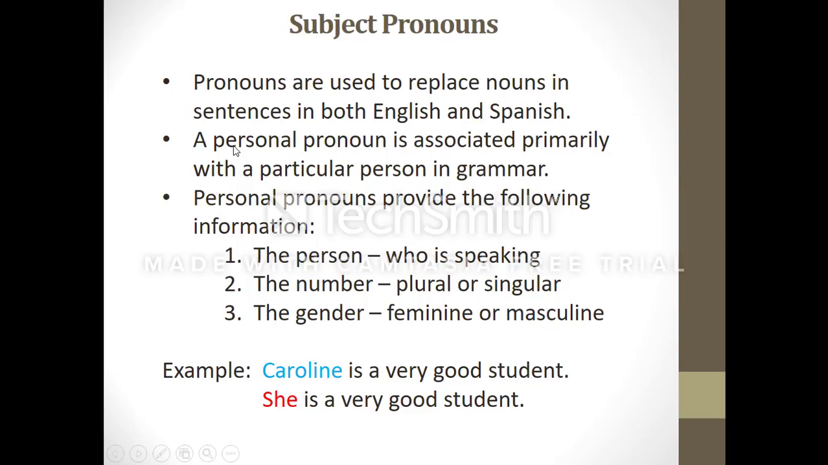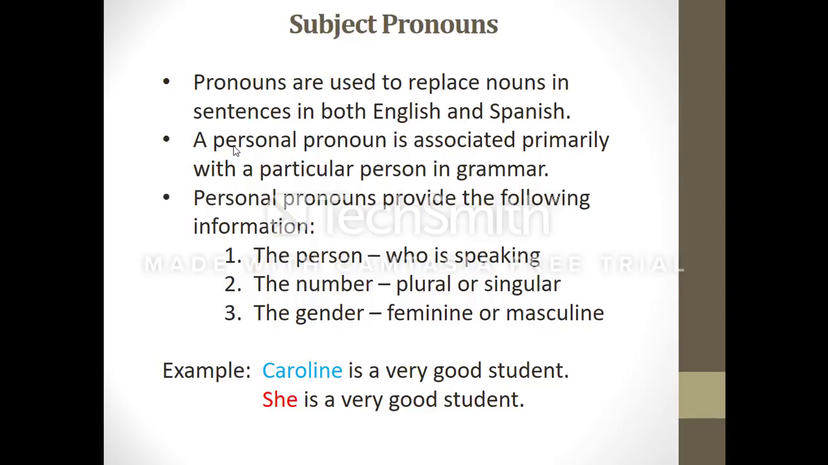Alright, so it says pronouns are used to replace nouns in sentences in English, as you know, and in Spanish. A personal pronoun is associated primarily with a particular person in grammar. That's why they're called personal pronouns. And finally, personal pronouns provide the following information.